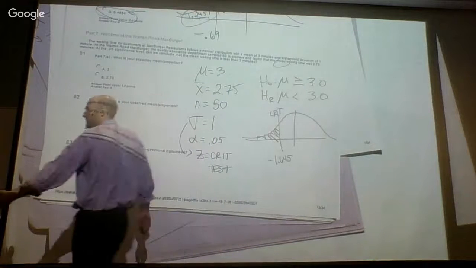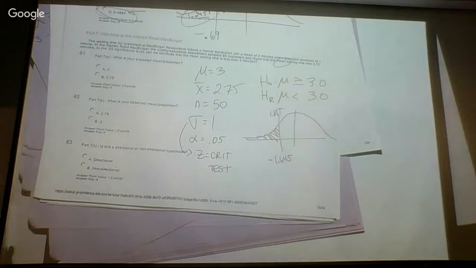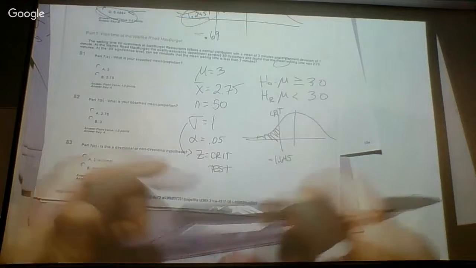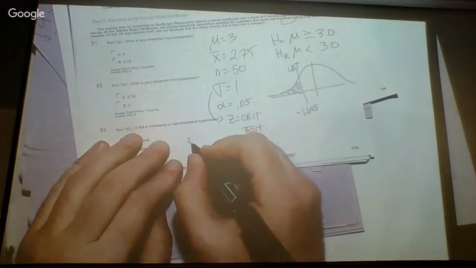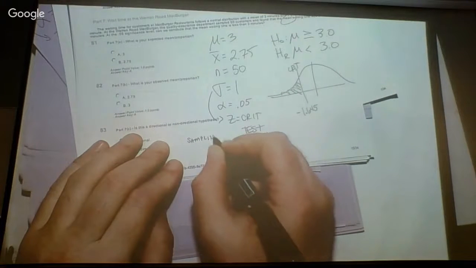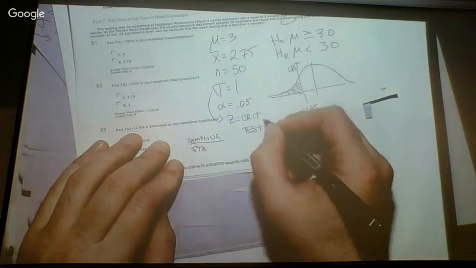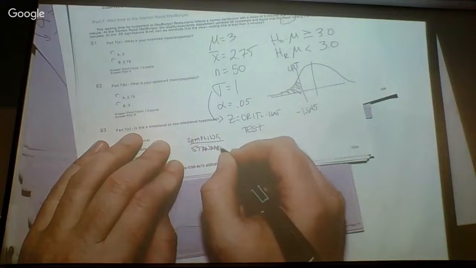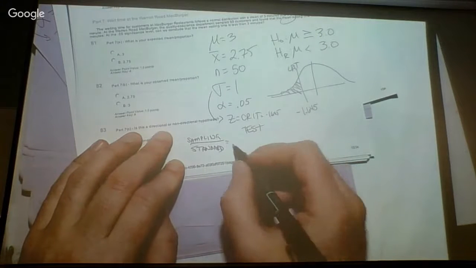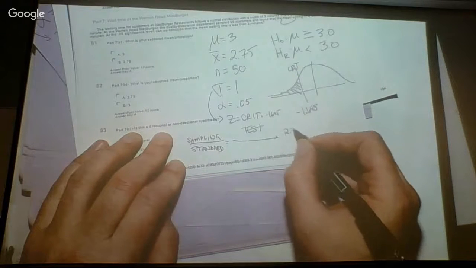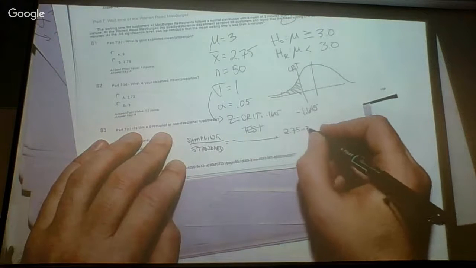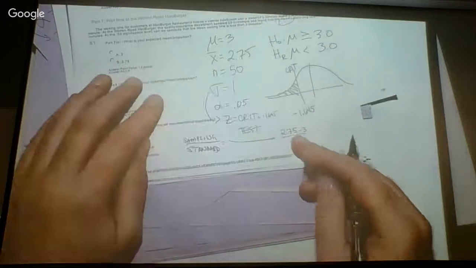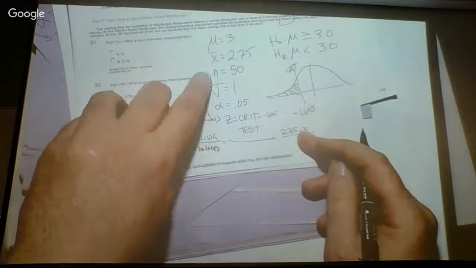The formula is sampling error over standard error. I observed 2.75. I expect 3. My standard error is going to be sigma over square root of n.